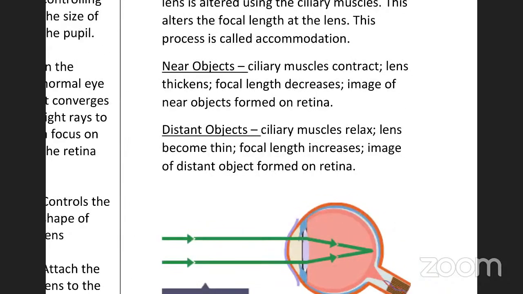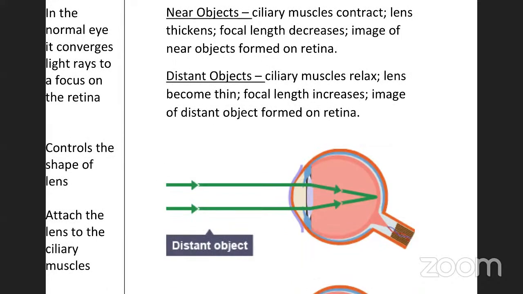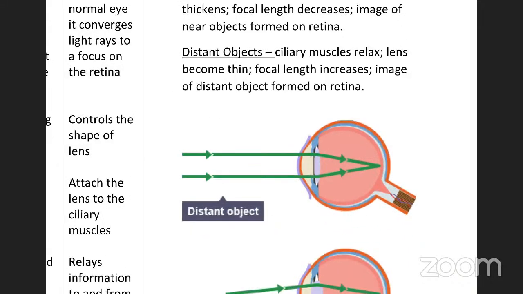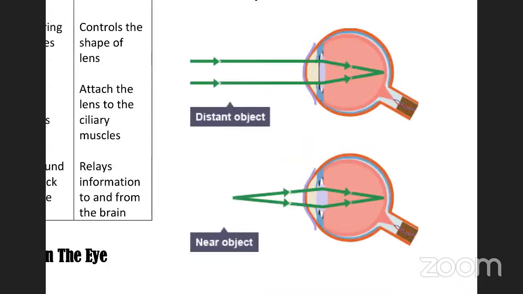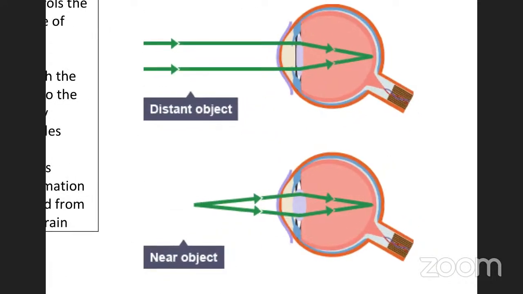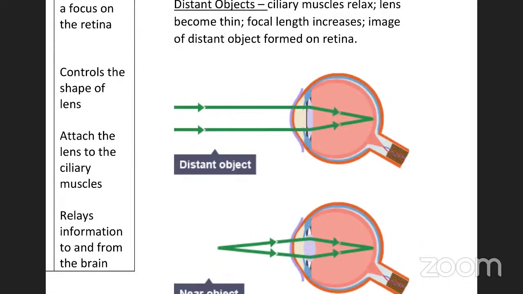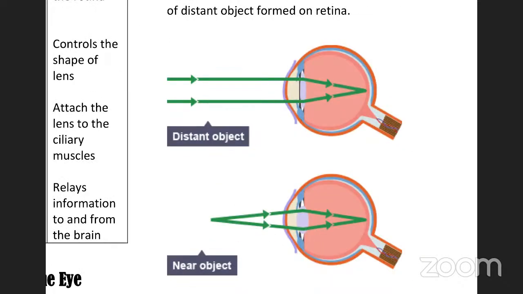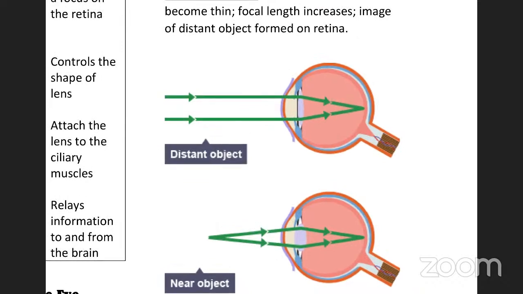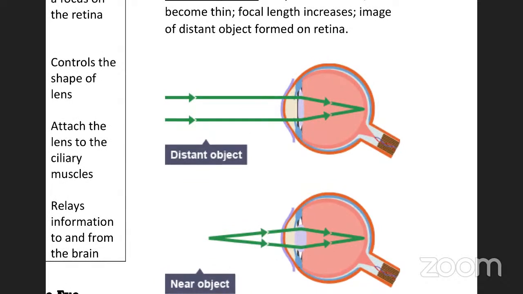For near objects, the ciliary muscles contract, the lens thickens, and the focal length decreases. The image of near objects is formed on the retina. For distant objects, the ciliary muscles relax, the lens becomes thin, the focal length increases, and the image of the distant object is formed on the retina, right? So they're showing you here how the ciliary muscles alter the lens for the image to be formed on the retina.